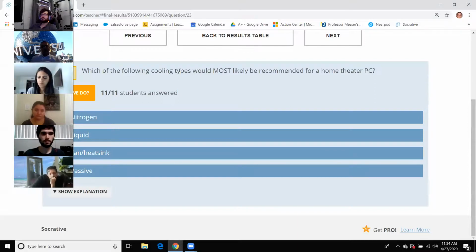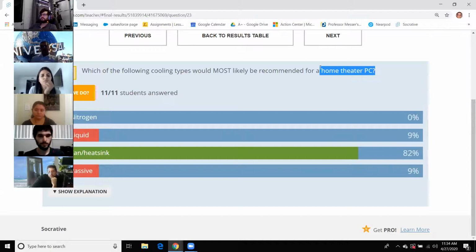Which of the following cooling types would most likely be recommended for a home theater PC? Everyone see? Yes. For a home theater PC, unless it has very horrible ventilation, it would be normal cooling, which we said would be just a fan.